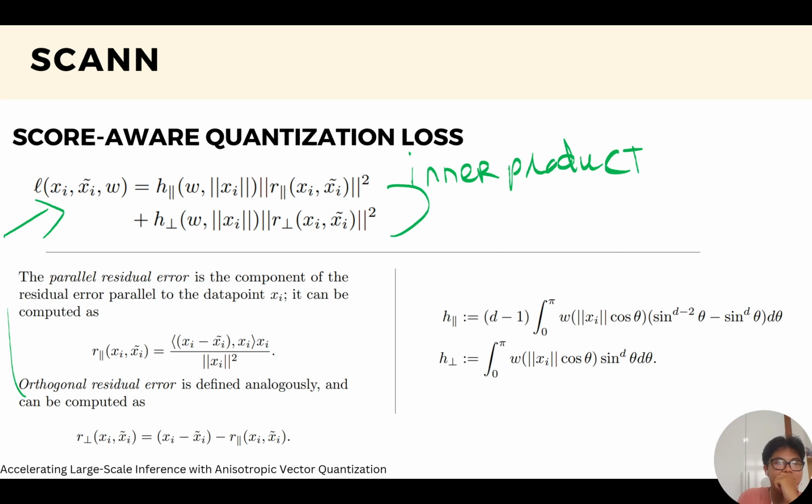Okay, so the input is going to be this x, which is the original vector, this is the quantized vector, and this is the weight.